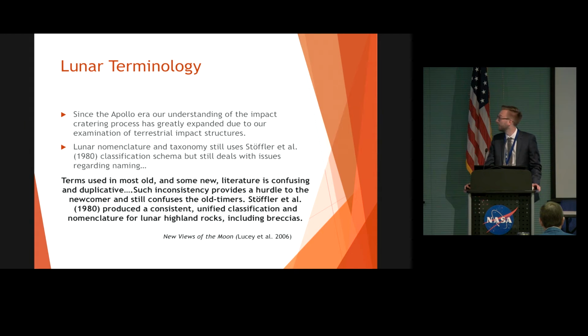Lunar nomenclature for impactites is defined by Stöffler et al., and this quote from New Views of the Moon is in regards to an Apollo 17 breccia that within the literature has 6 names in publications from 1974 to the early 2000s. So we're hoping that by bringing terrestrial impact structure terminology and nomenclature, we can help out the lunar community.